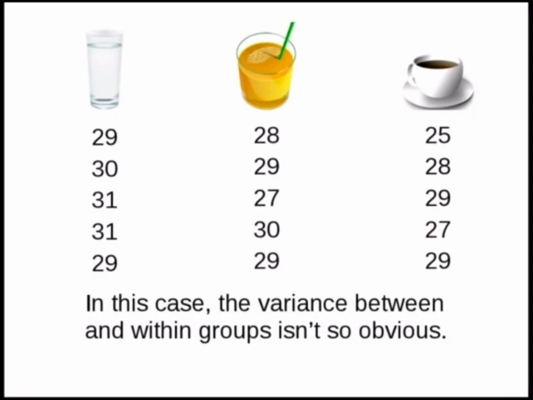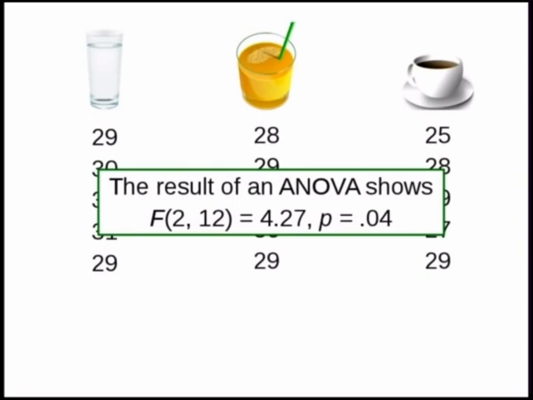In the examples, it was obvious where the variance was. Now look at these numbers. You probably can't tell if there's a significant effect because it's not clear whether there's more variance within groups or between groups, or how much. The calculations show that the ratio is 4.27, which has a probability of 0.04, so in this case you can reject the null hypothesis. With these numbers, the drink you give the people does have an effect on their reaction time.